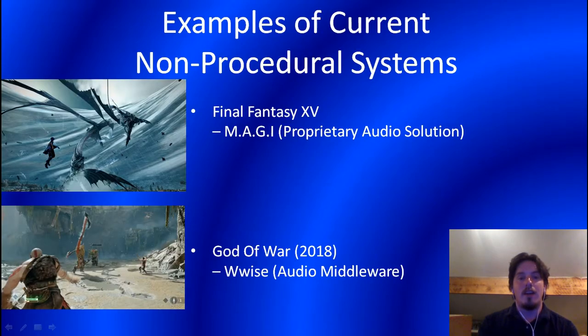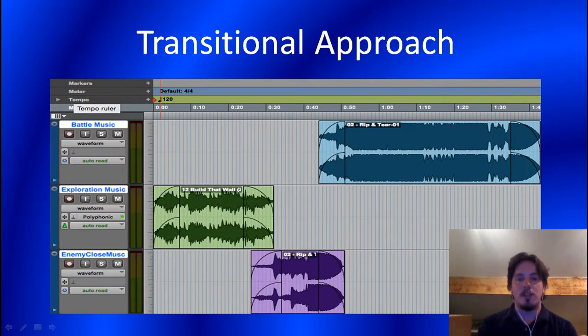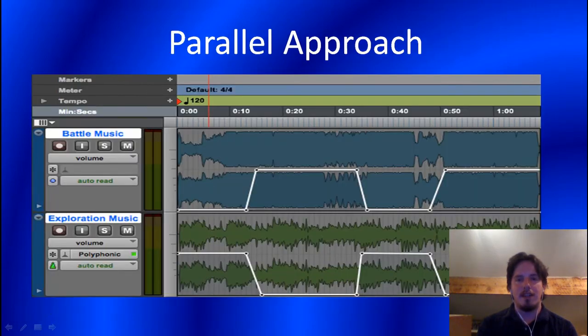So, current nonlinear integration practices are typically considered to be adaptive or interactive, and they typically make use of one of two approaches. The first is a transitional approach, whereby separate tracks are used for different situations in a game and they are transitioned between in real time to match the game state or the situation. The second approach generally used is the parallel approach, whereby multiple tracks or stems are playing at the same time but they are mixed in real time in order to match the situation or the intensity of gameplay.